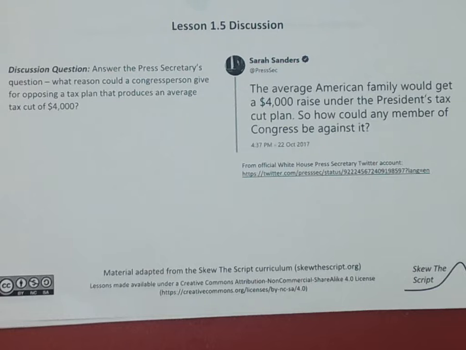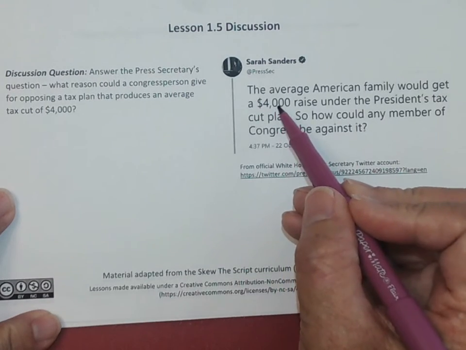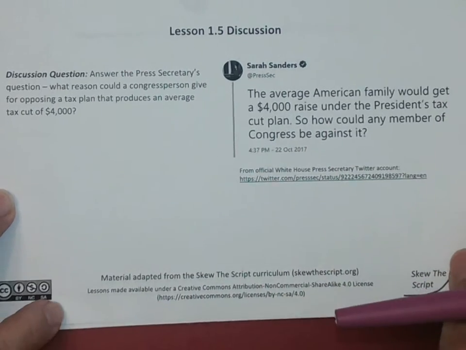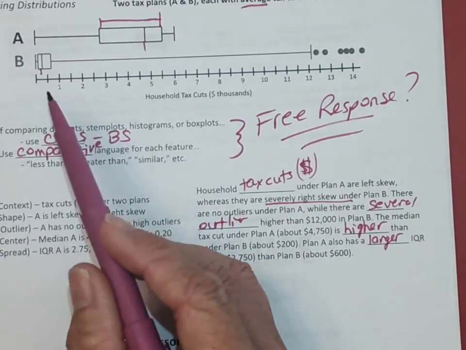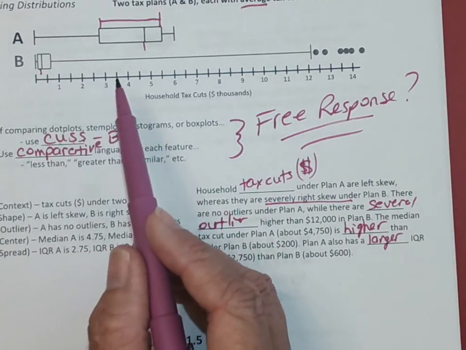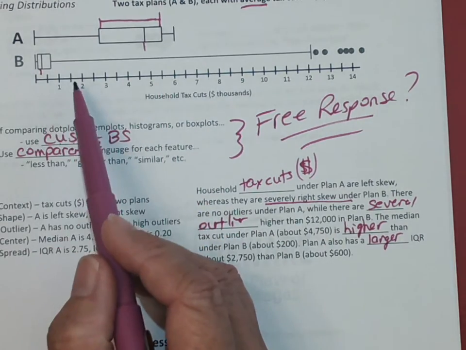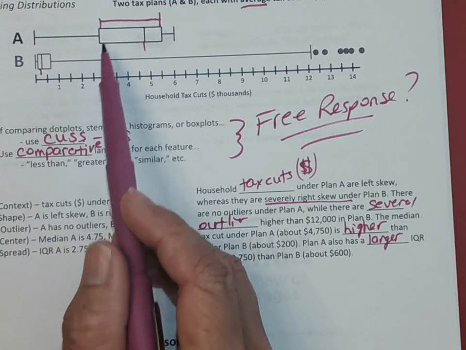Okay, and continuing down below, there's a discussion question. And we're going to try and bring in a lot more real world examples, or current examples. And here's a quote that said the average American family would get a $4,000 raise under the President's tax cut plan. So how could any member of Congress be against it? And they were talking about this tax Plan B right here. So I want you to think about why this might not be the best tax plan, or what is different between them?